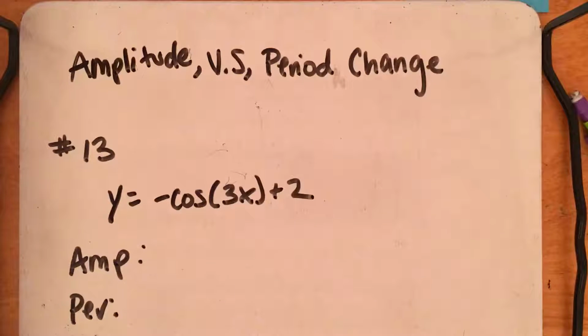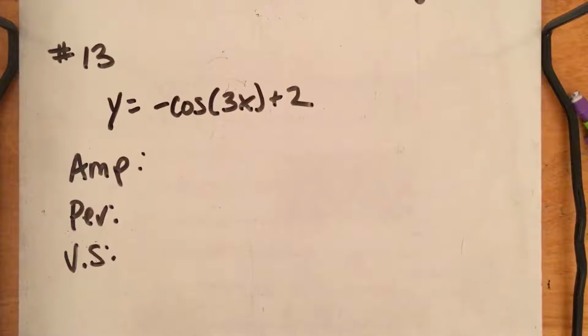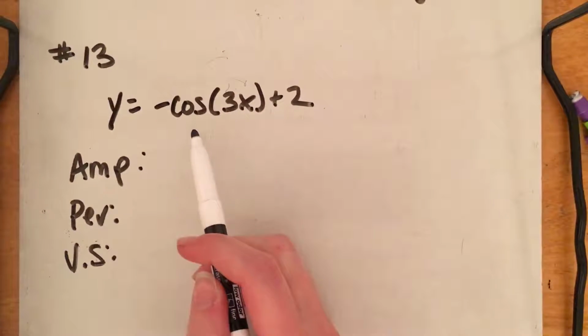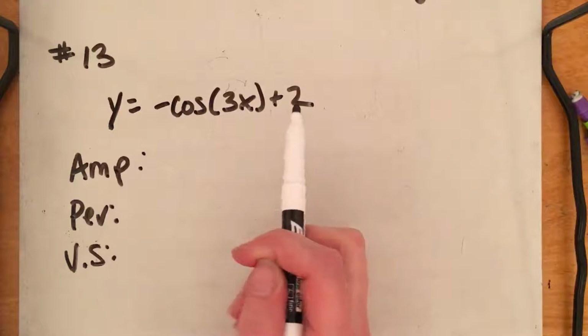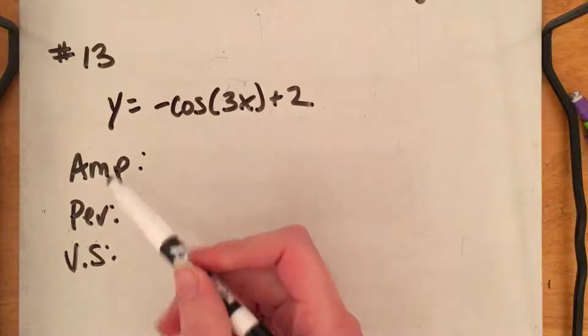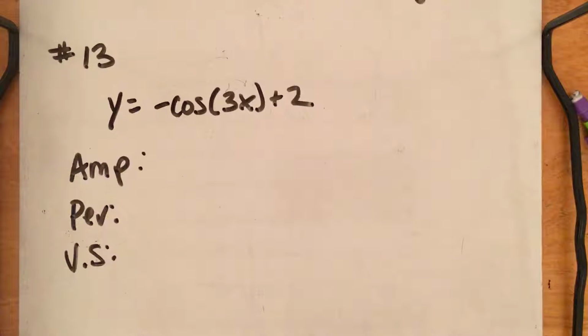All right, this is about graphing trig functions when there's amplitude changes, a vertical shift, and a period change all in the same equation. So for example, you'll see that on this equation right here. It says y equals negative 1 times cosine of 3x plus 2. So we're going to identify these three things first, and then we'll show you how to graph that.